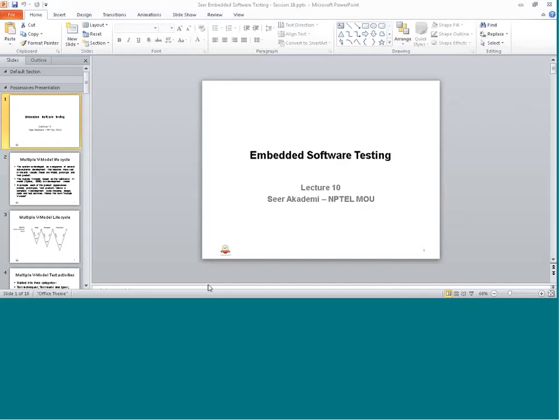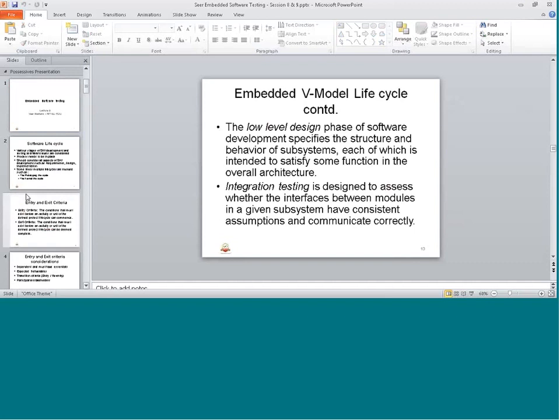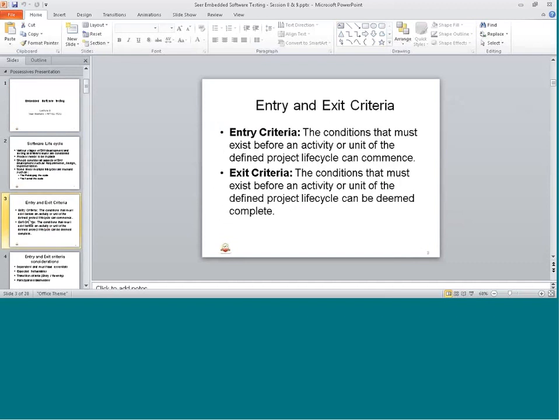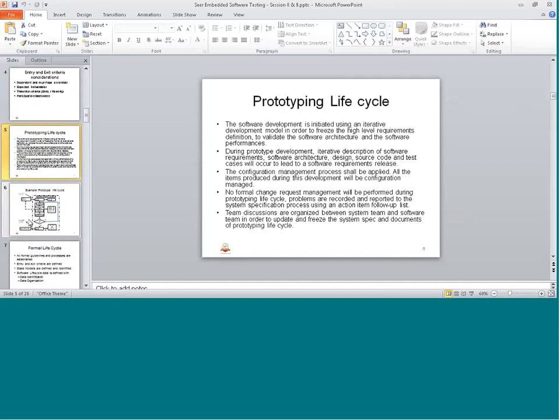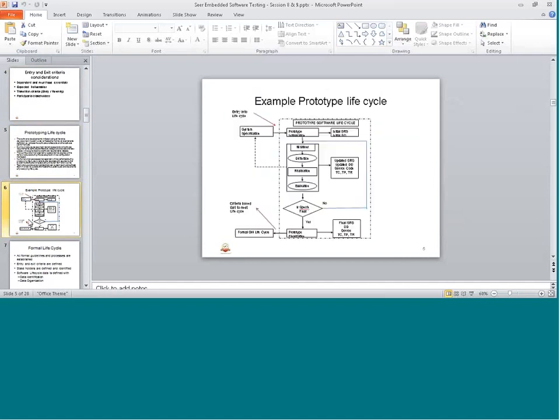So in the earlier session we studied about the V life cycle. What are the entry and exit criteria that need to be understood, and what is the dependency, how it's going to enter, how it's going to exit, and we also studied about two types: prototyping life cycle and formal life cycle. And an example of the prototype life cycle we studied.